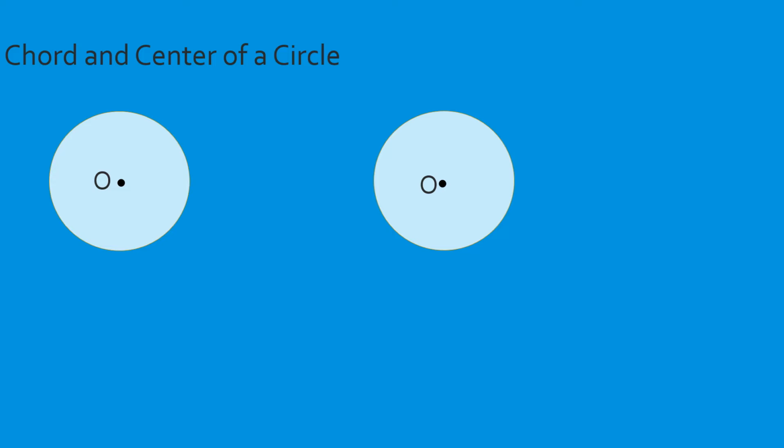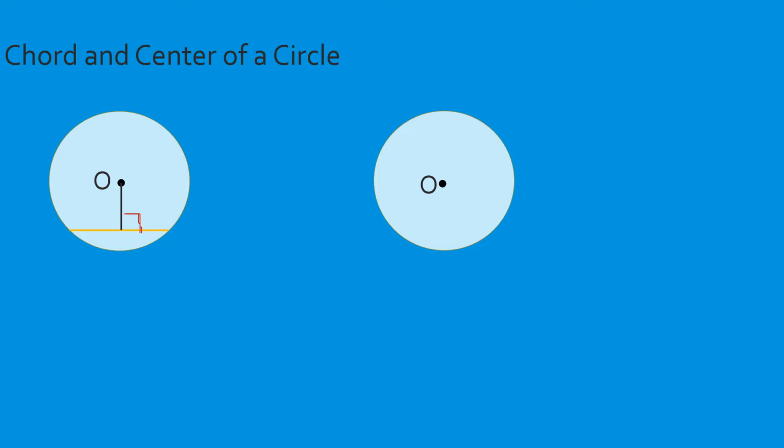So I have here circle O. This is the center and that's the chord of the circle. And then if we're going to draw a line from the center to the chord, it forms a right angle, or this one is perpendicular to the chord. This line segment from the center.